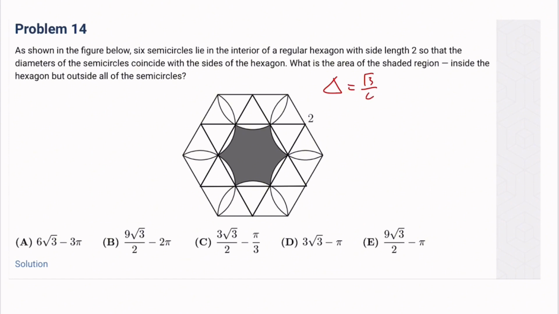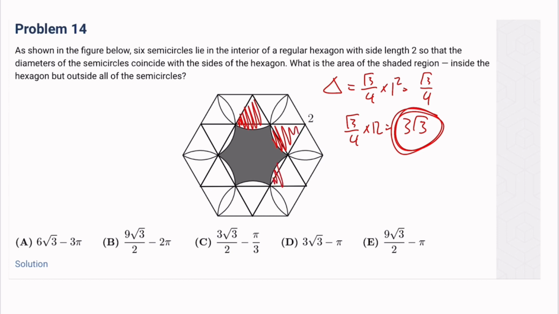And so one of these equilateral triangles has area √3/4 times 1 squared, so this is √3/4. We have 1, 2, 3, 4, 5, 6, and then inside we have 6 more, so we have 12 of those in total, right? So √3/4 times 12 equals 3√3. So we have 3√3, and we have to subtract these 6 fans, right?